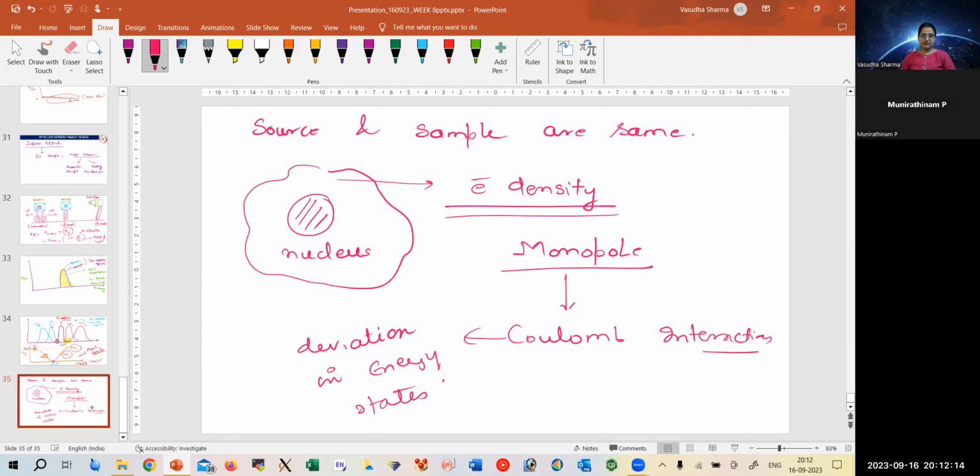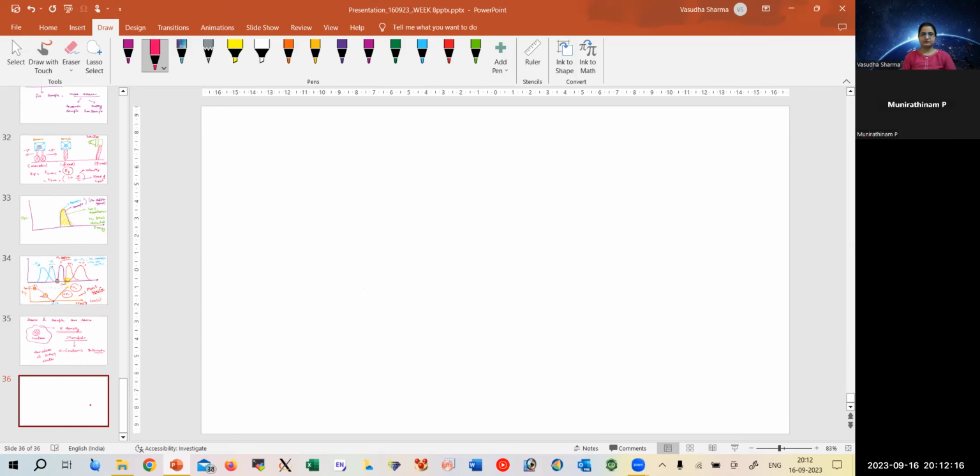Similarly, when we have the excited states and ground state for the source, once that Coulomb interaction happens, it goes to a higher level. So this energy difference would be due to Coulomb interactions, and that has deviated the energy state. Similarly, it happens with the sample also.